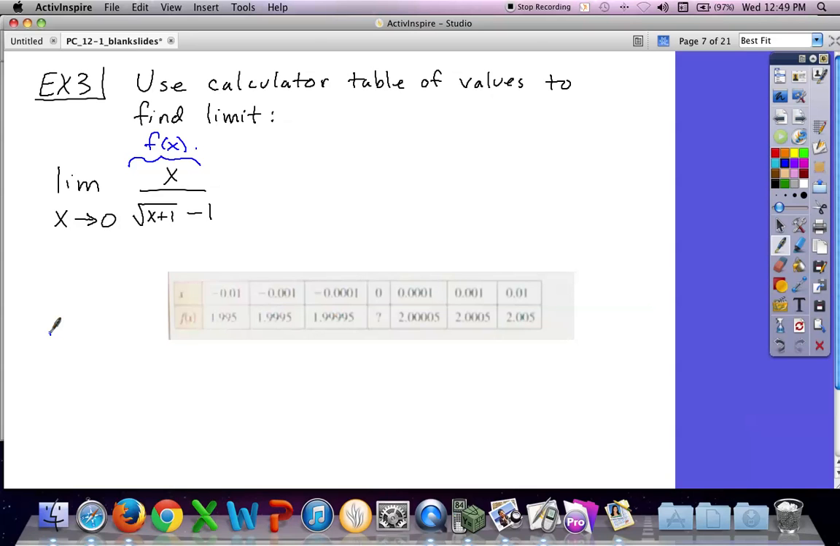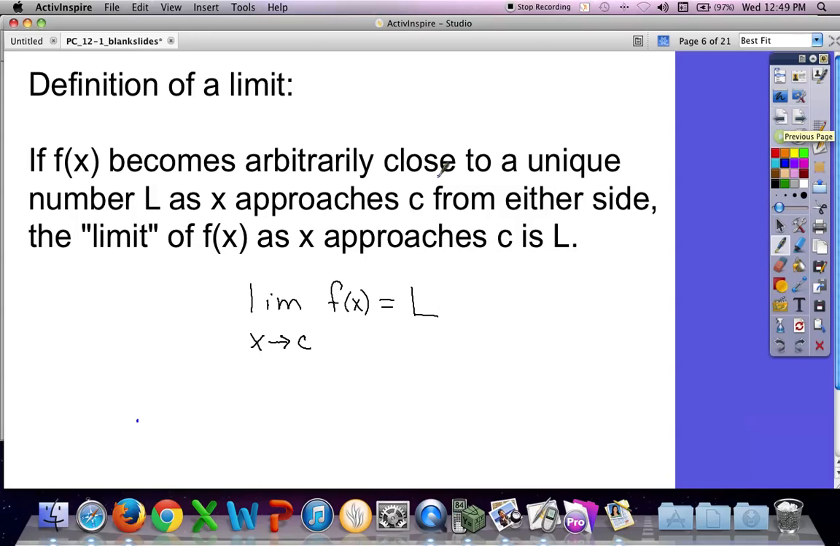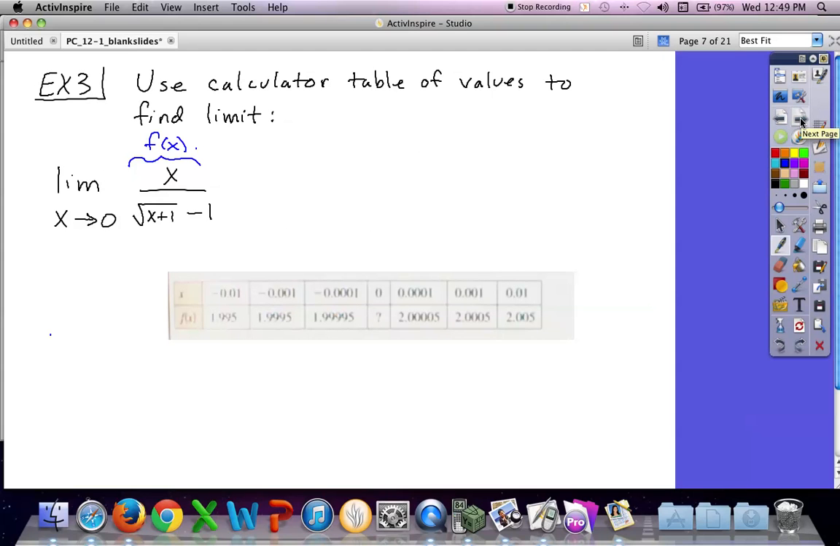So remember, in the definition on the previous slide, it says as x approaches c from either side. That's what they mean by that. When you approach from the left, it looks like it's approaching 2. When you approach from the right, it looks like it's approaching 2. So since it's approaching 2 from either side, the limit is 2. We will see examples later where that's not the case. If it doesn't approach the same number from both sides, there is no limit. It's got to approach the same number.